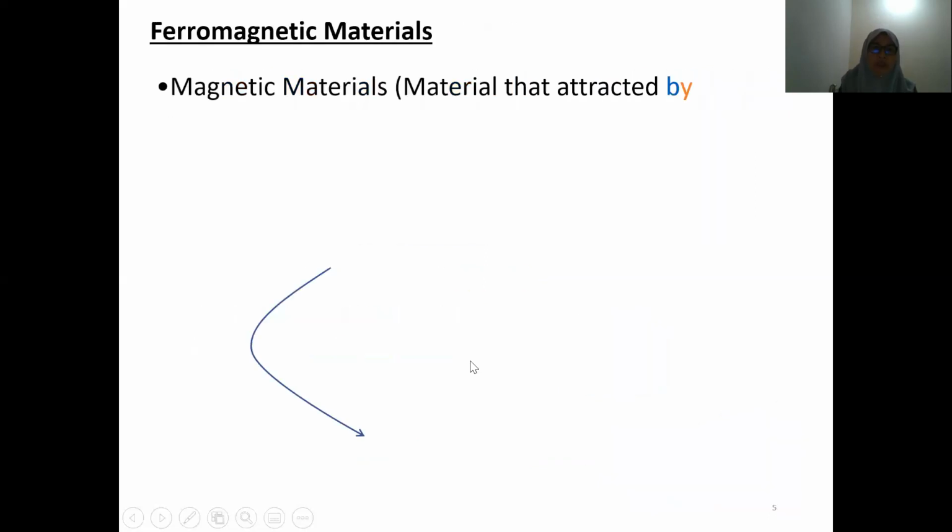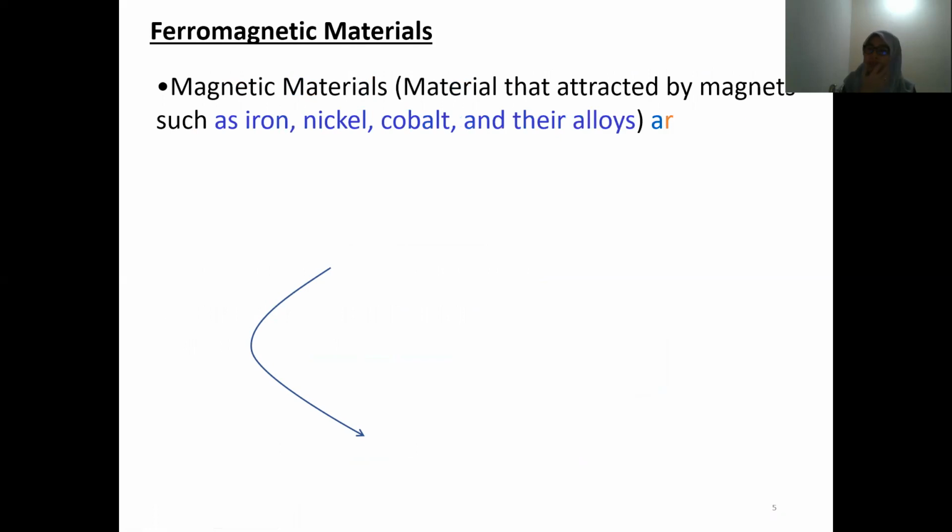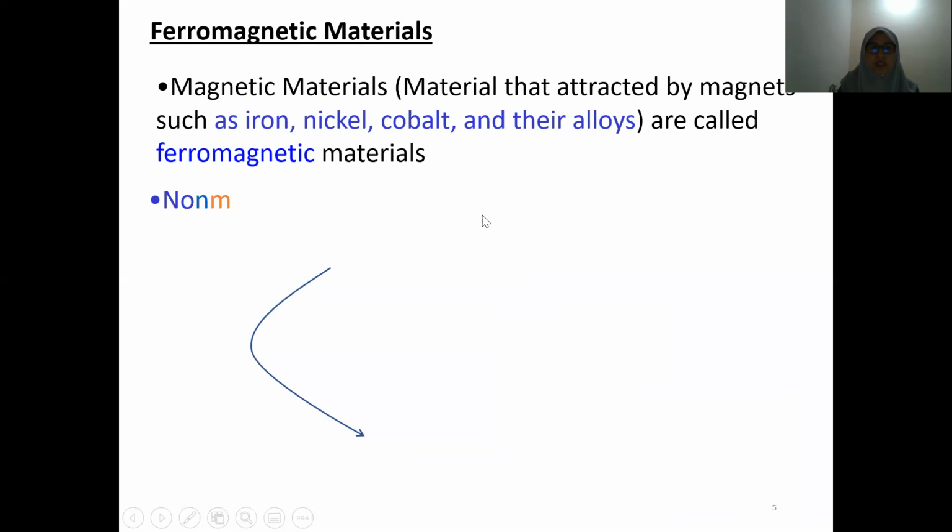What are ferromagnetic materials? Just now we saw that flux exists in non-magnetic materials. Ferromagnetic materials are the magnetic materials, those attracted by magnets, such as iron, nickel, cobalt, and their alloys. Non-magnetic materials are such as plastic, wood, and glass.